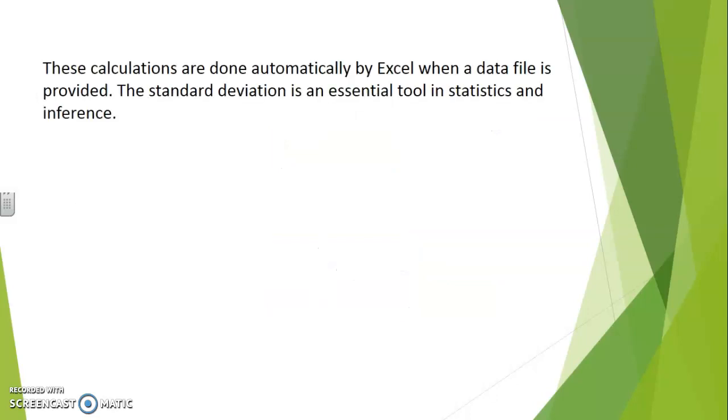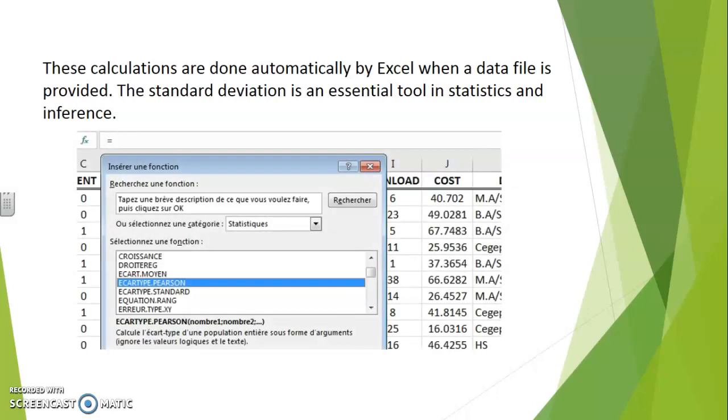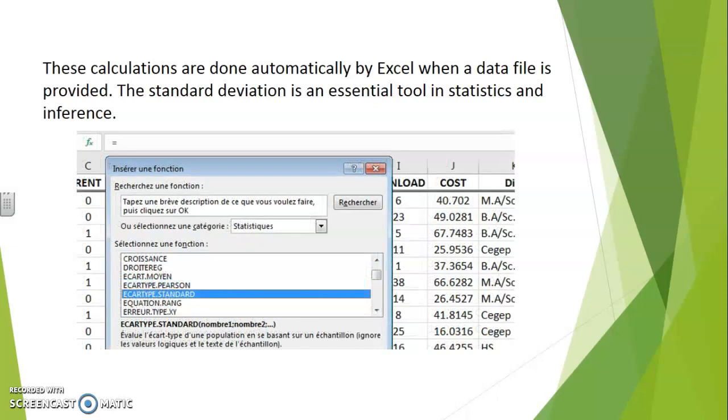These calculations are done automatically by Excel when you have access to a data file. The standard deviation is an essential tool in statistics, and later on we'll see in inference as well. So within your Excel file, again, whether you have a French or an English version, you will find the function to find standard deviation. In French, écart-type Pearson for a population standard deviation, and écart-type standard for a sample standard deviation. In English, you would look for standard deviation standard or Pearson as well.